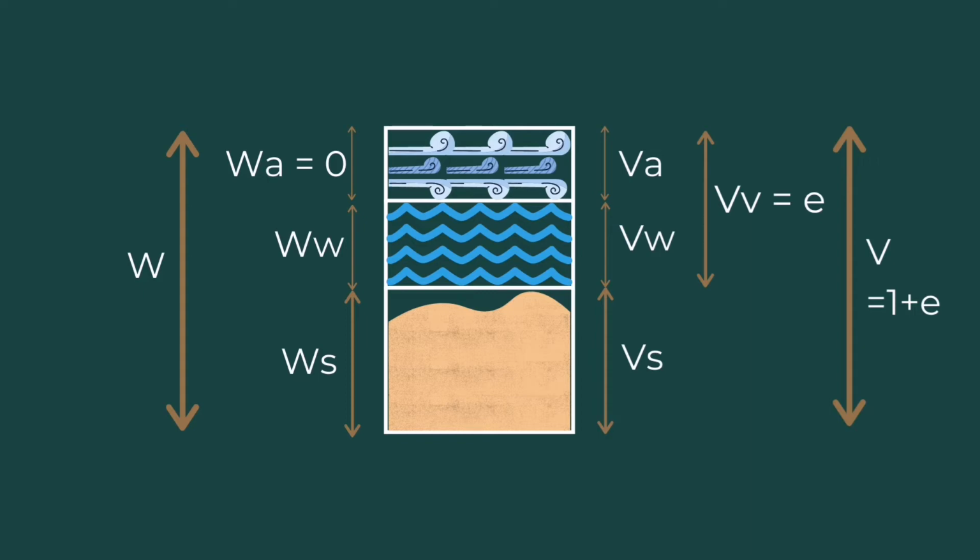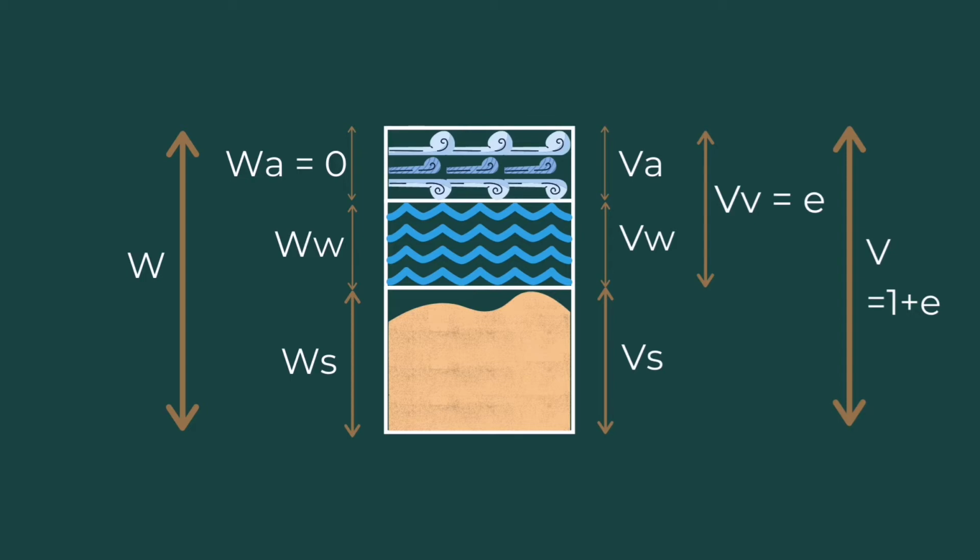In the top portion, which is the air, we will name it as W sub A. Makikita natin na ang W sub A ay 0 kasi walang weight ang hangin. The middle portion naman is tatawagin nating W sub W, which is the weight of water. And the bottom portion naman is tatawagin nating W sub S, which is the weight of solids.